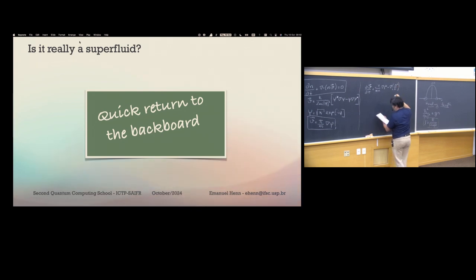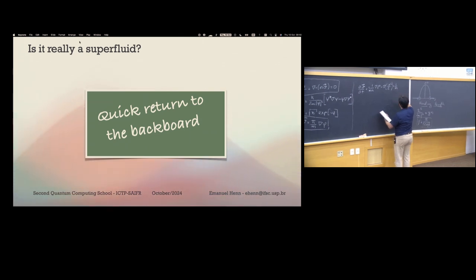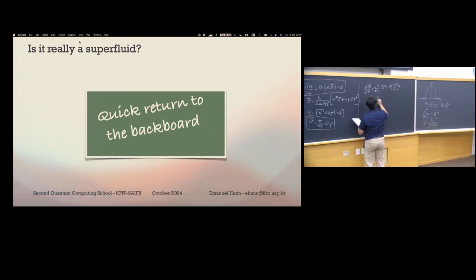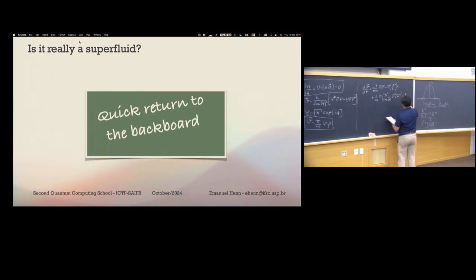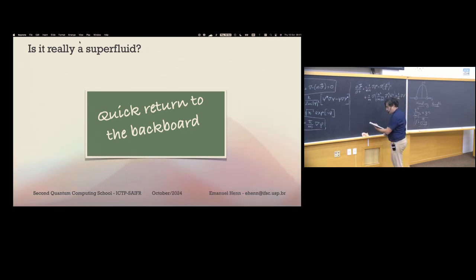V squared over 2, plus 1 over mass. I write in the next line because it's a longer expression. 1 over mass, gradient of h bar over 2m square root of the density, Laplacian of the density, minus 1 over m gradient of v. Okay.